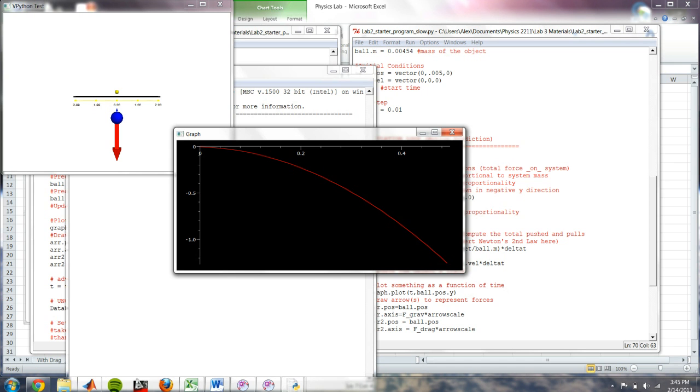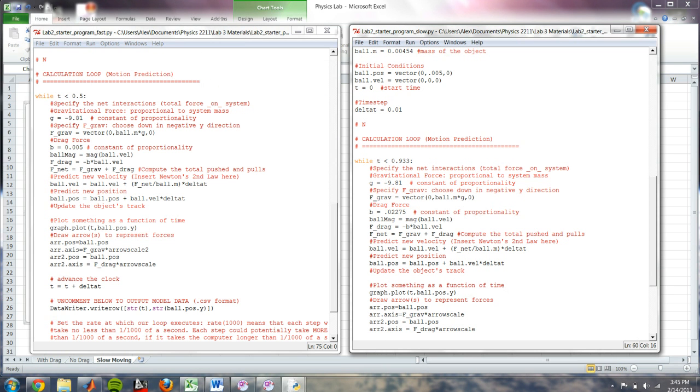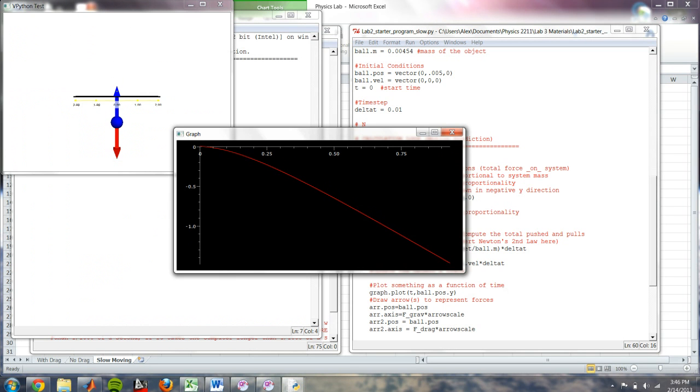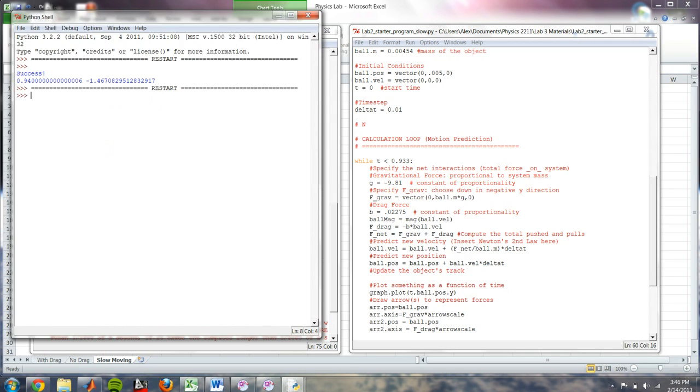This is the soccer ball falling, as you can see there. And this is the paper plate moving. You can see that one's a little slower.